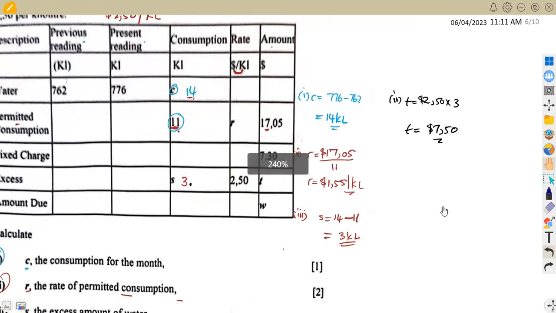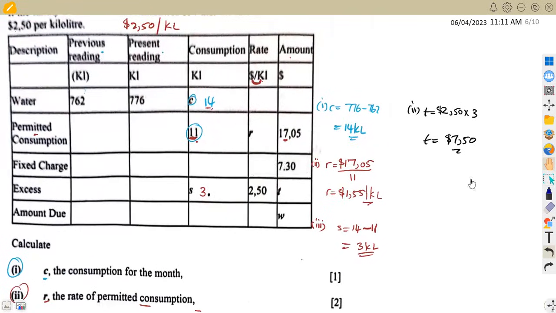Let us have our diagram. Maybe we can see it properly here. So our total, in this case, is our total W. It is going to combine, first, the permitted consumption, when they use the normal 11 kiloliters, it's $17.05. So we are going to have $70.05. But there is a fixed charge, whether they are using the water or not, a fixed charge of $7.30. So you're going to add $7.30.